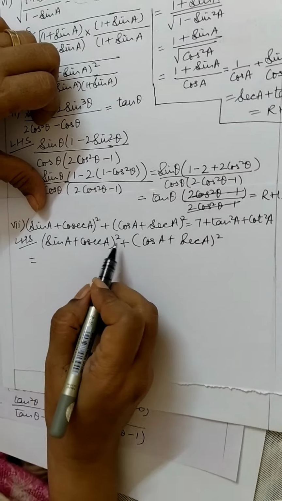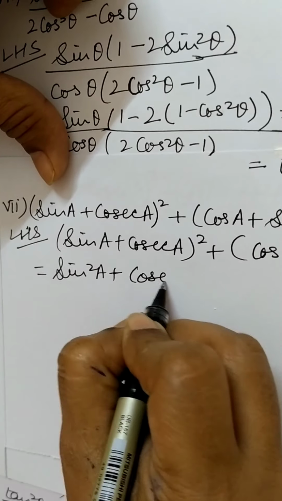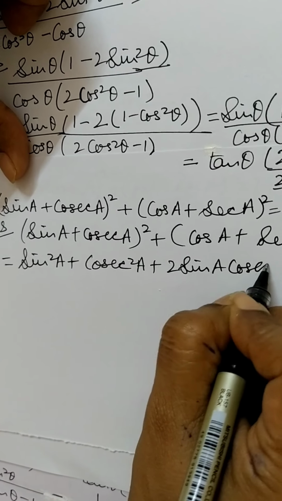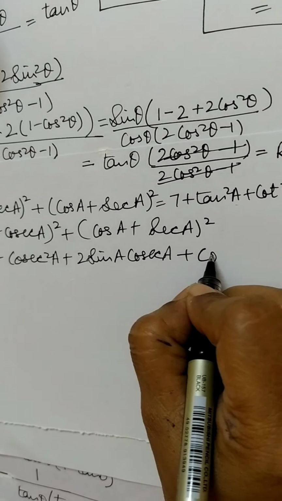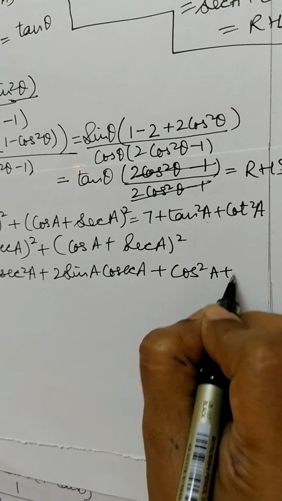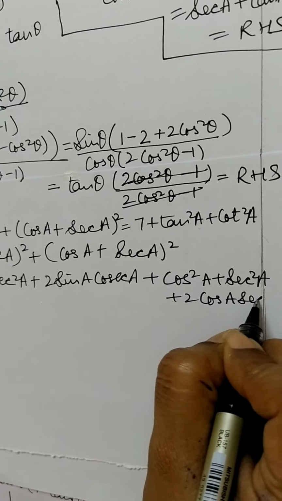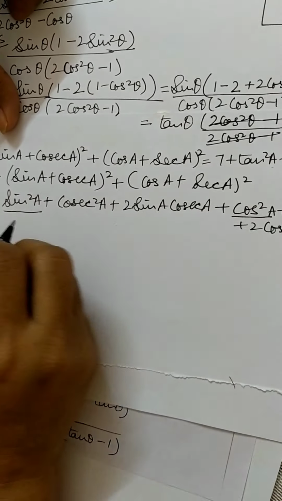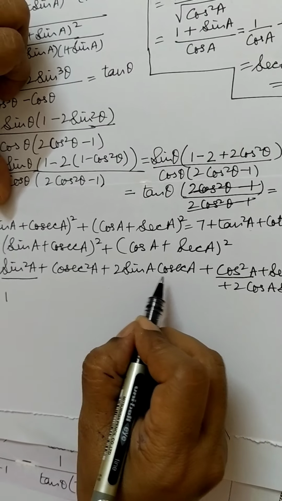Here you can use the (A plus B) whole square identity. So sin square A plus cosec square A plus 2 sin A cosec A. Similarly, in the second bracket also I am using the (A plus B) whole square identity: cos square A plus sec square A plus 2 cos A sec A. Now you can see that sin square A plus cos square A, if you combine these two, their sum is 1. Next, 2 sin A cosec A.